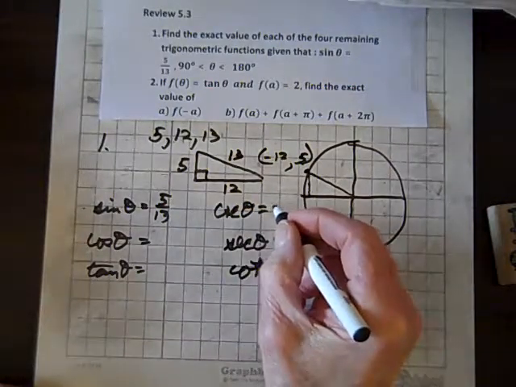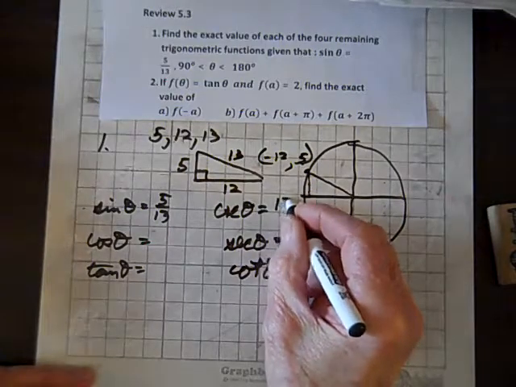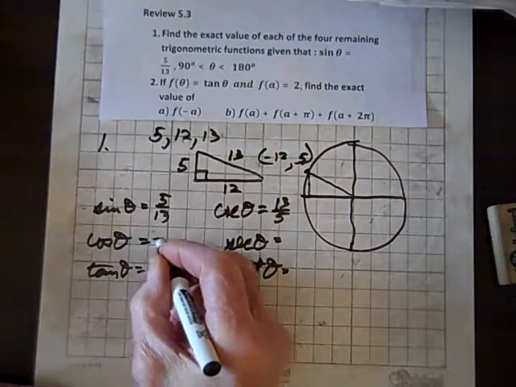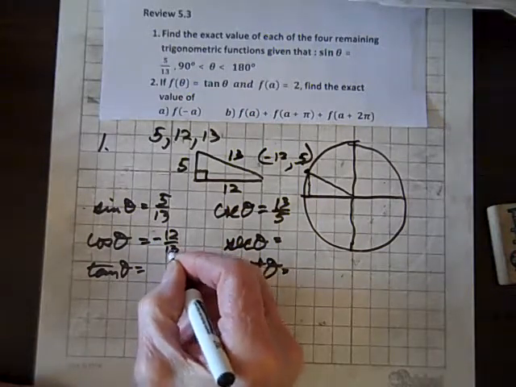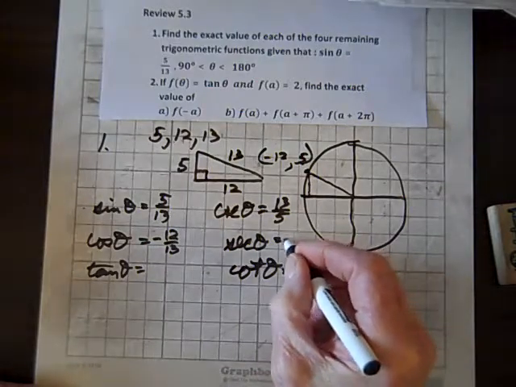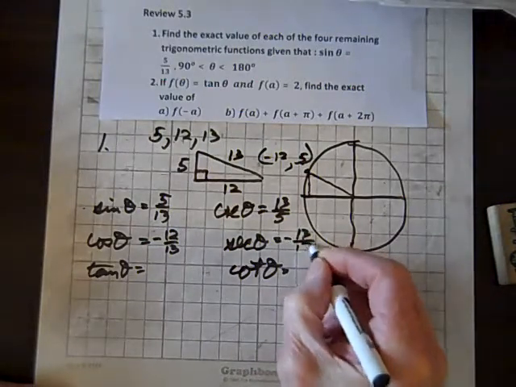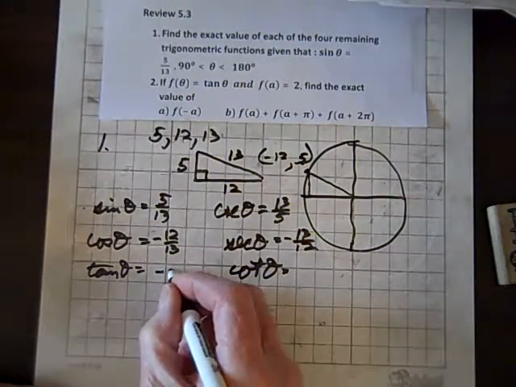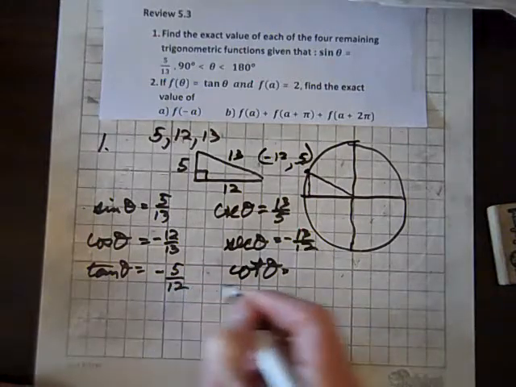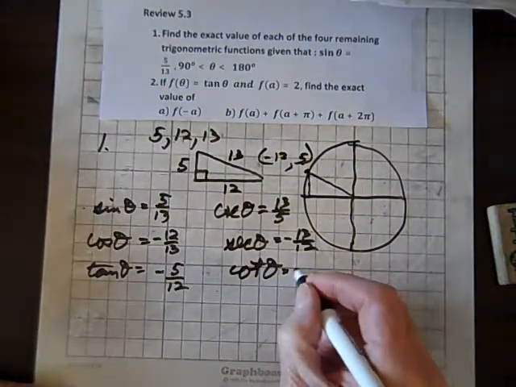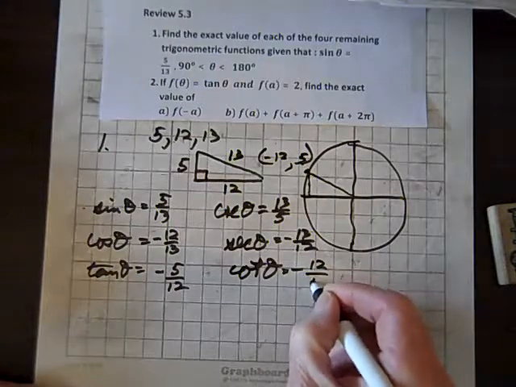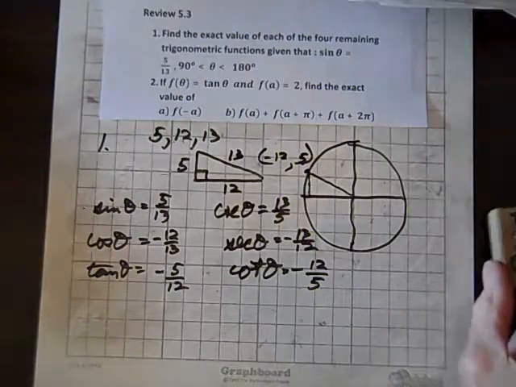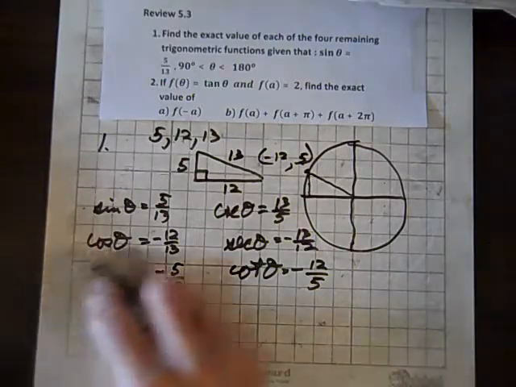And that's going to be the reciprocal of 5 over 13, which is 13 over 5. Now the cosine of theta is negative 12 over 13, and the reciprocal of negative 12 over 13 is negative 13 over 12. And the tangent of theta is negative 5 over 12, and the reciprocal of negative 5 over 12 is negative 12 over 5. And we've done it. So let's go on to question 2.